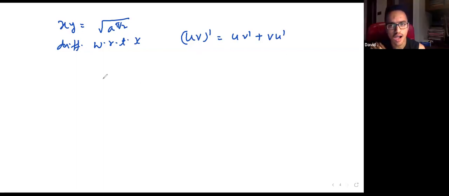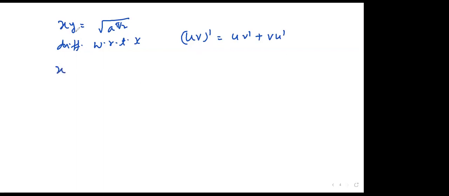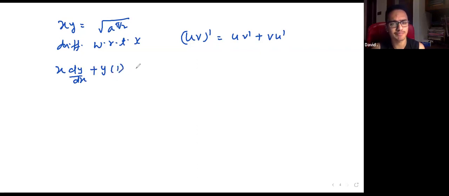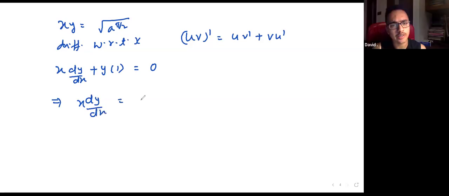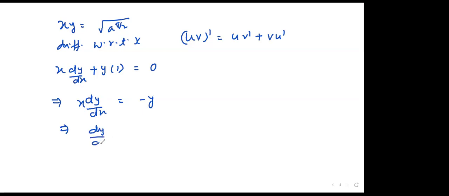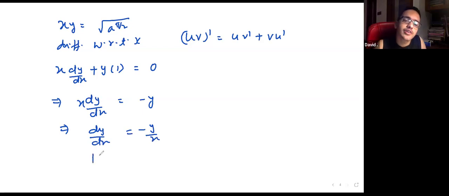Okay. So we have x into y dash. Y dash is dy over dx, plus y into x dash. Derivative of x is what? One. And derivative of the constant is zero. So we have x dy by dx equals negative y. Then we can bring x to that side. So dy by dx equals negative y over x. And hence proved.